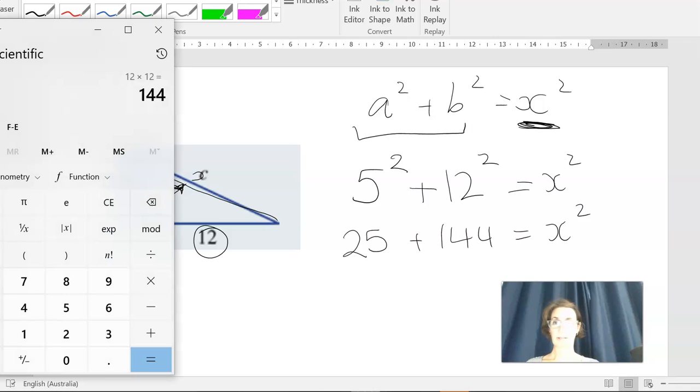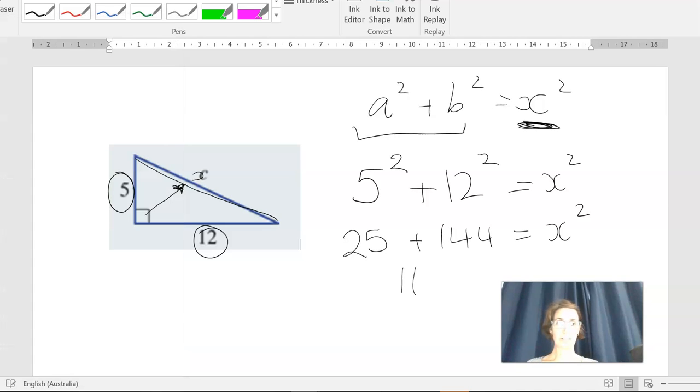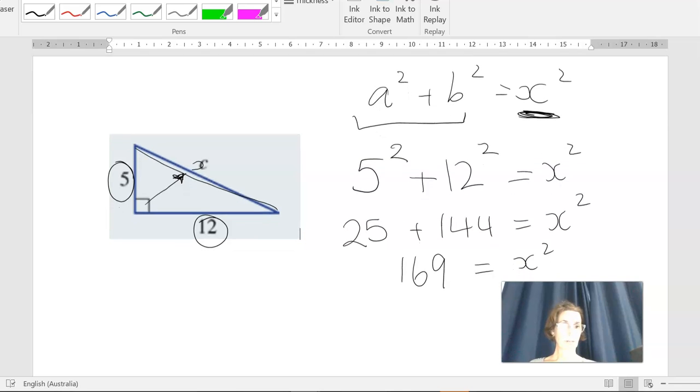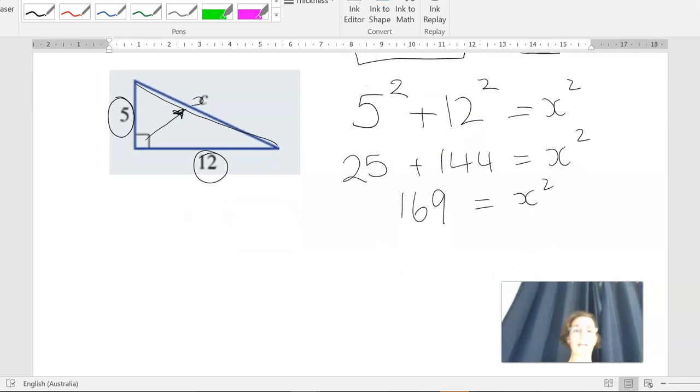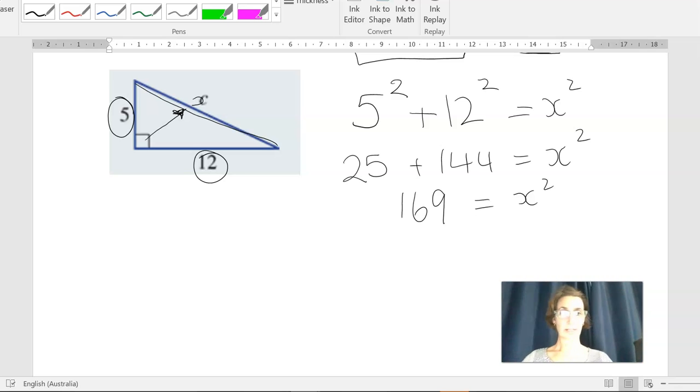So then we go back to our calculator. I've got 144 already there. I'm going to add 25 to it, so I'm going to get 169 equals X squared. Okay, so now we've just got an equation there. I need to do the same thing to both sides in order to solve the equation, and that is to find the square root of both sides, because the square root of X squared is X. Okay, so that will be a solution to this.